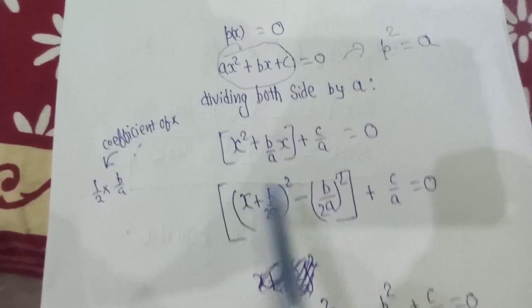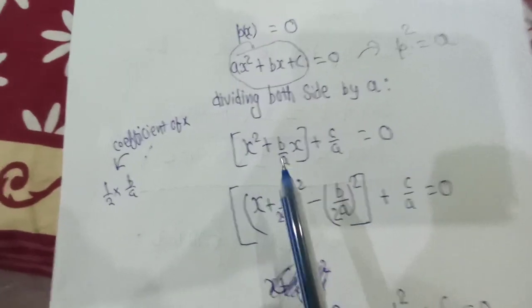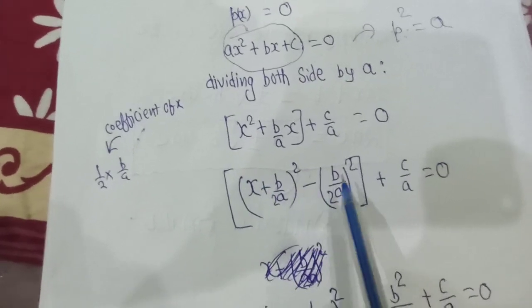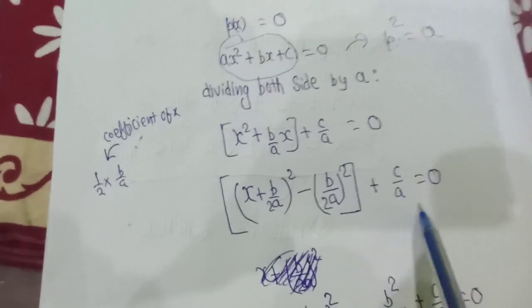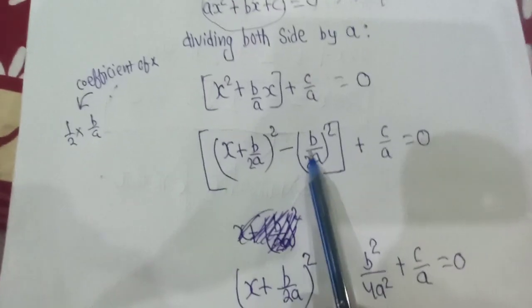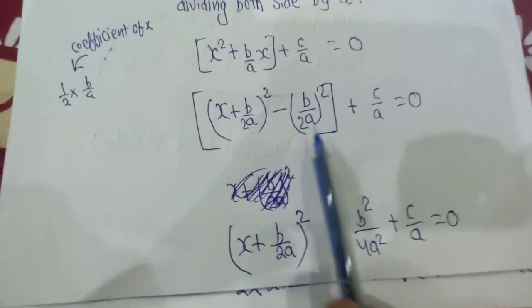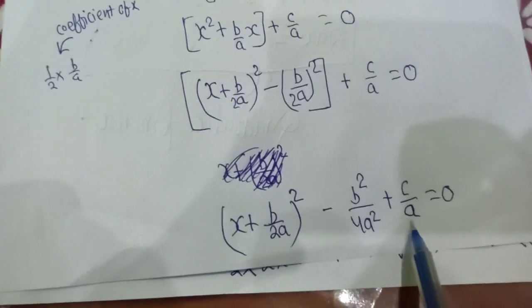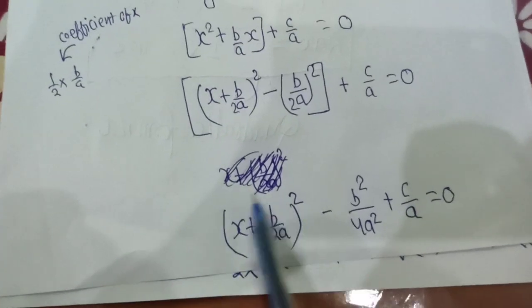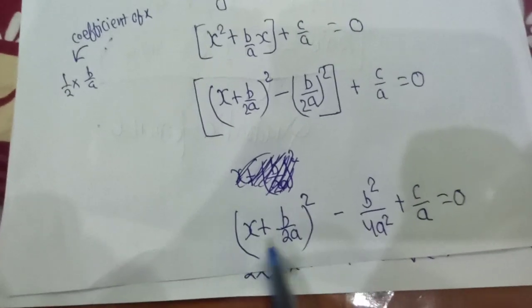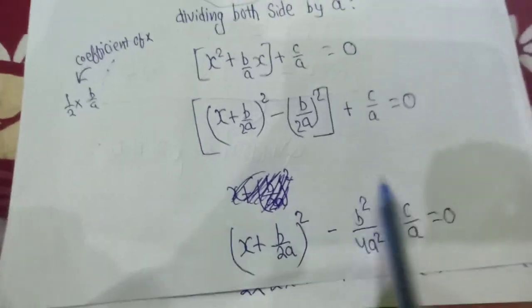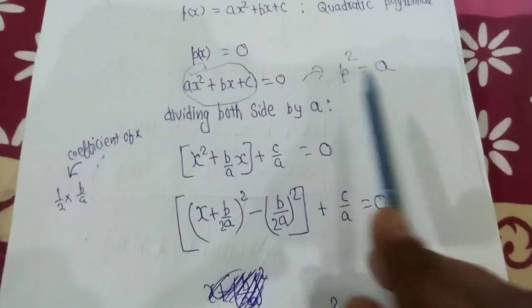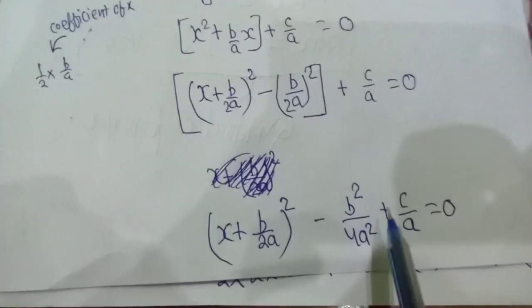If you solve it, this will come. So this is equivalent to saying that x plus b upon 2a to the whole square minus b upon 2a to the whole square plus c upon a equals to 0. Now if you break this bracket, this will come b square upon 4a square plus c upon a. So this is already looking good. It is a perfect square. Now we want this as this, then we can find the value.